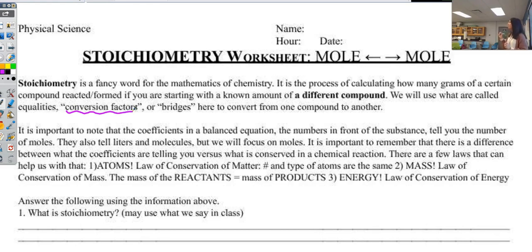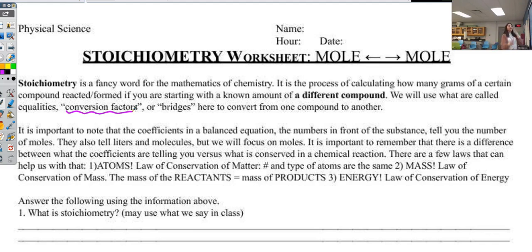Everybody say conversion factors. Conversion factors are what we use to convert something. Sometimes they're called equalities, or I call them bridges. Most people don't call them bridges, I call them bridges. So if you're on a standardized test and somebody says, didn't you learn conversion factors in chemistry, you'll say, yeah, I learned conversion factors. They're basically just equalities or even ratios.